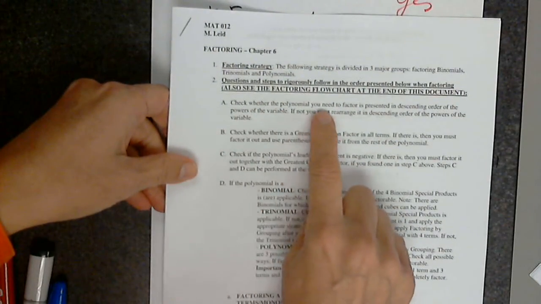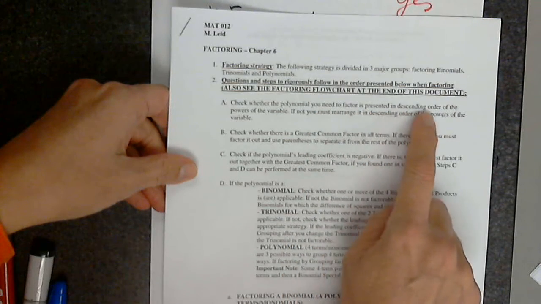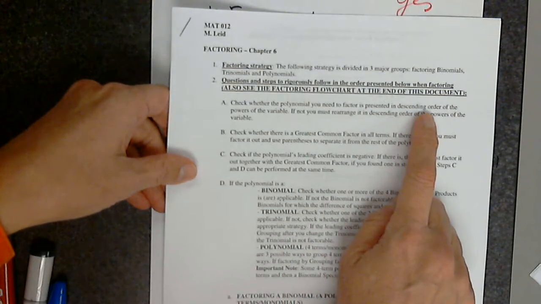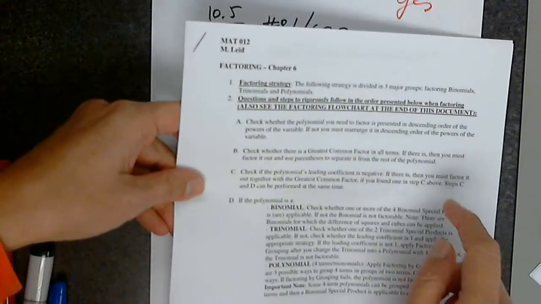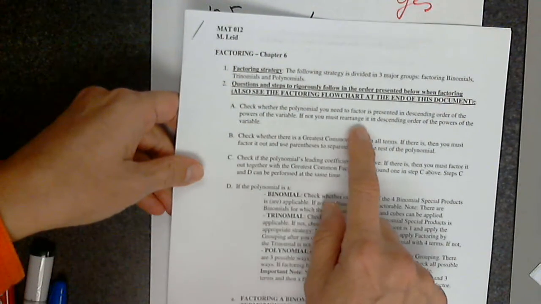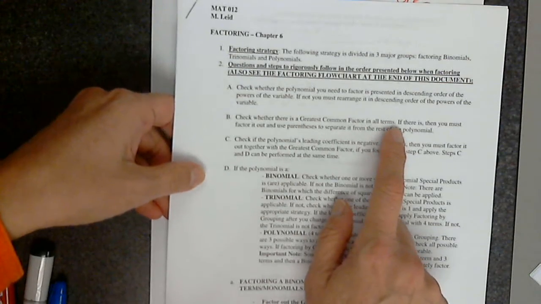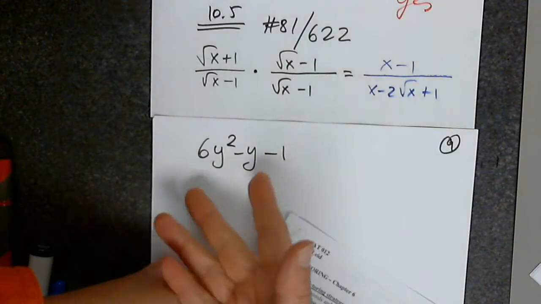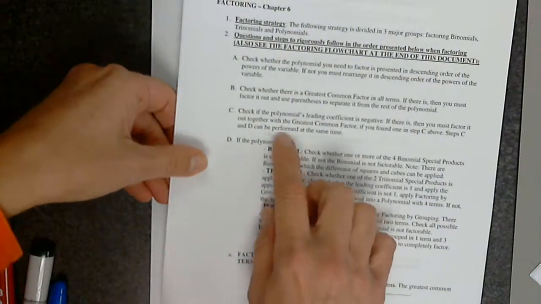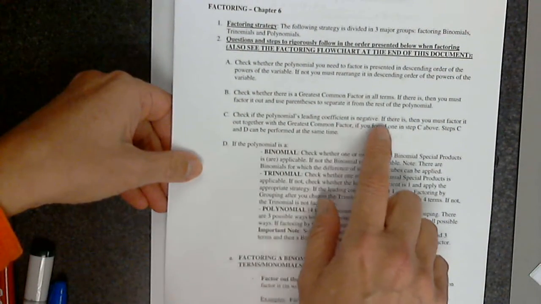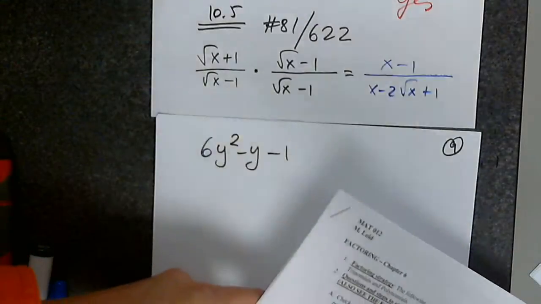Check whether the polynomial you need to factor is presented in descending order. That would be my first thought, which it is. If not, you have to rearrange it. Check whether there is a greatest common factor in all terms. No, there is no greatest common factor in all terms. Check if the polynomial's leading coefficient is negative. If it's negative, I have to do something.